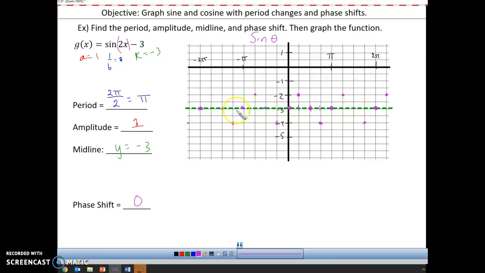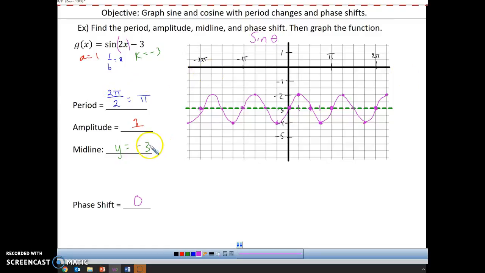Oh, that's terrible. That's still terrible, but okay, there we go. Okay, and so this would be one period, right? That's pi. And again, I'll just finish it off. So there you are. There is sine of 2x minus 3.